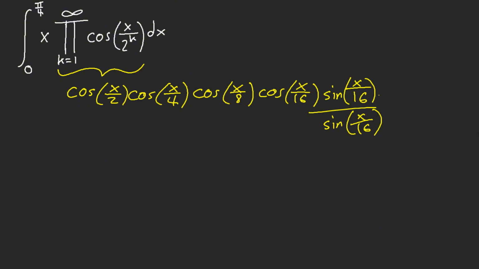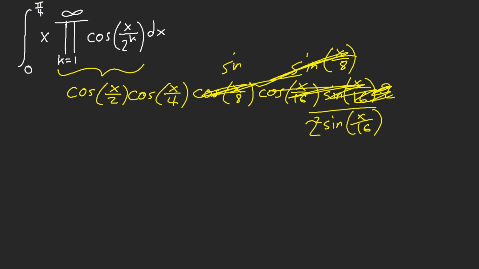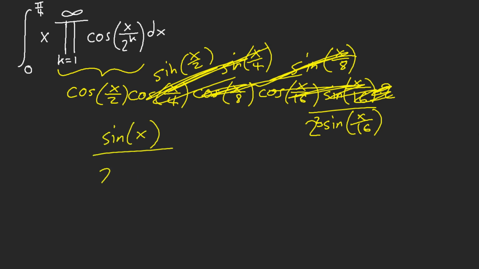And then here, let's do times 2 on both. Now this is sine of x over 8. Let's multiply by 2 again. And now this here is sine of x over 4. Let's multiply by 2 again. And now this is all sine 2x, sine of x over 2. And then you do it again. And then you end up getting sine of x over 2 to the power of 4. Do you see a pattern here?